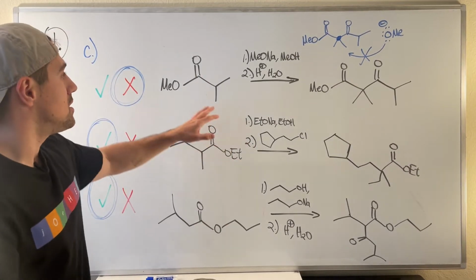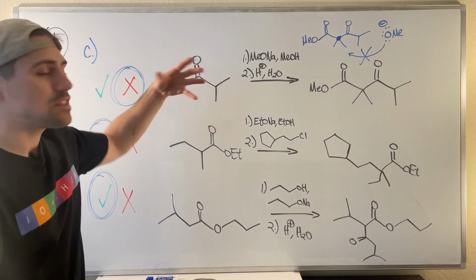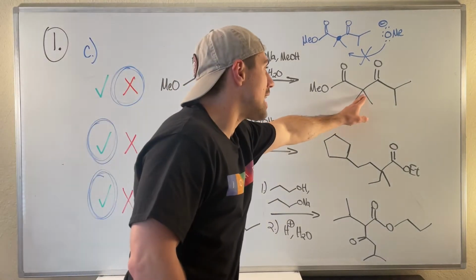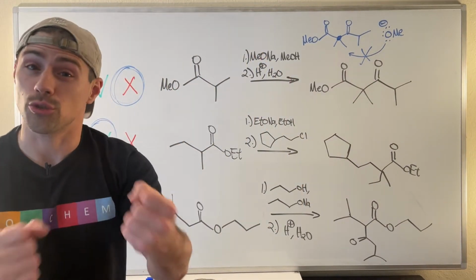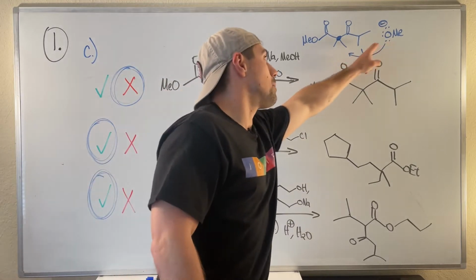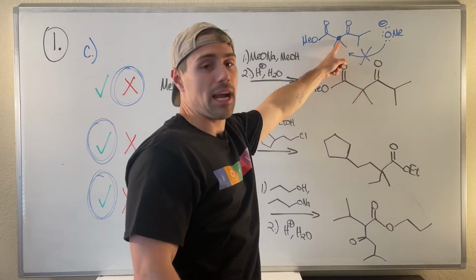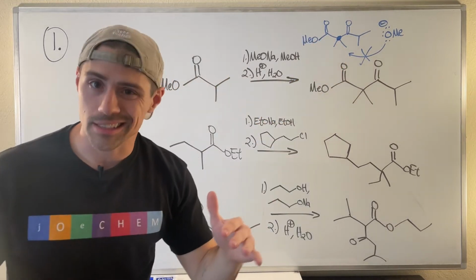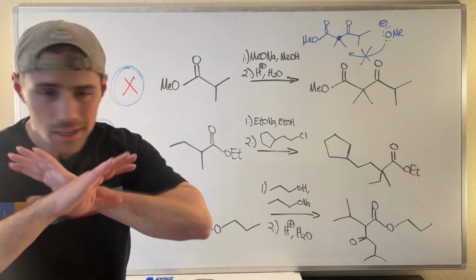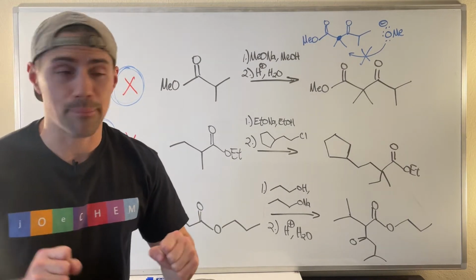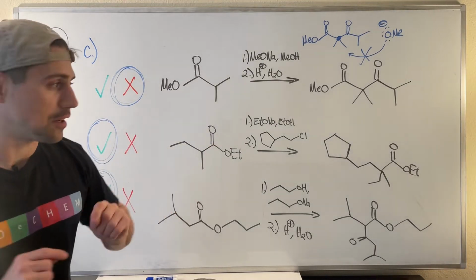However, this alpha carbon is tertiary at this point, so once the Claisen happens, this carbon is now quaternary. There's no hydrogen, no proton left over to grab, which is why I drew this up here. This methoxide is going to come back and hope to find a proton to abstract. Doesn't exist. So if you can't satisfy that criterion, Claisen condensation does not happen. That's why this was a big old X, no reaction.